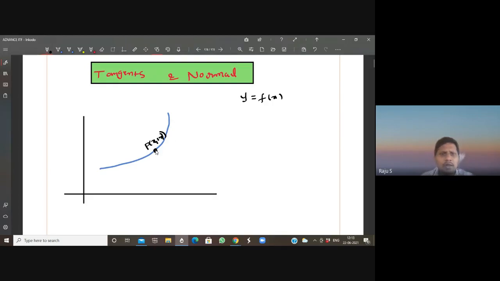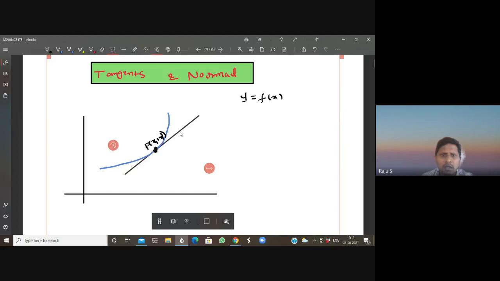Then at that point, I want to find the tangent and normal. So at that point P of x1, y1, how many tangents can be drawn? We can draw only one tangent. Only one tangent exists. Let us take this as the tangent.